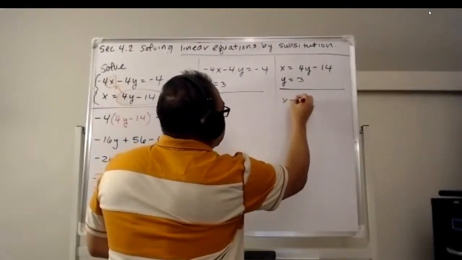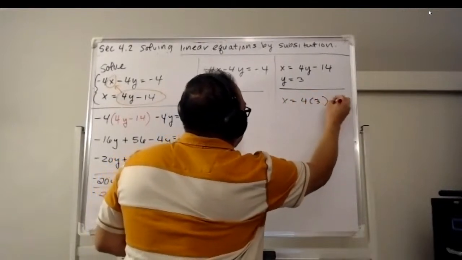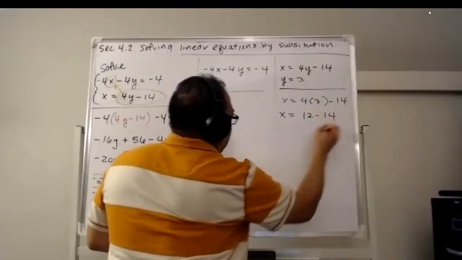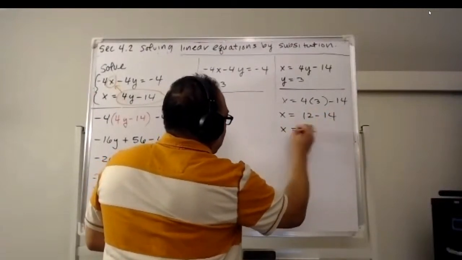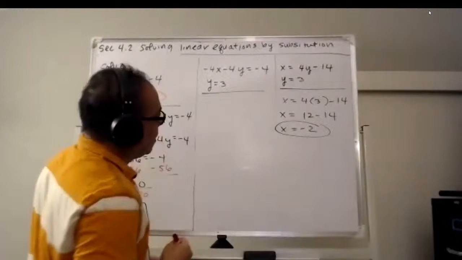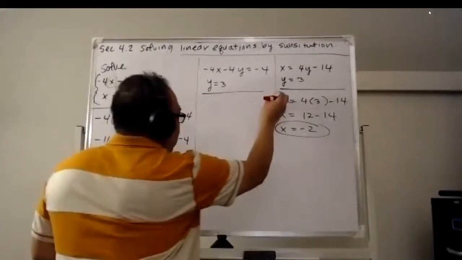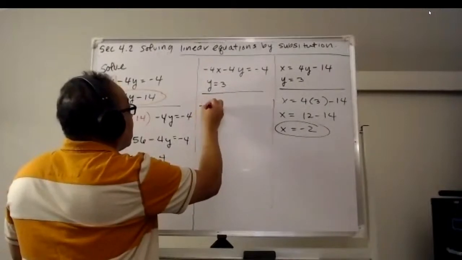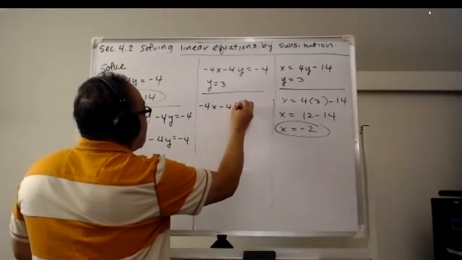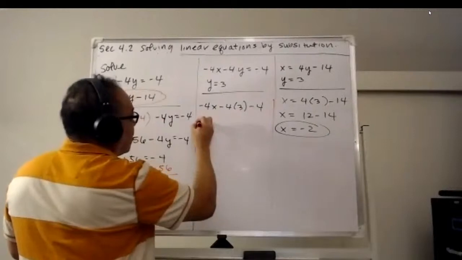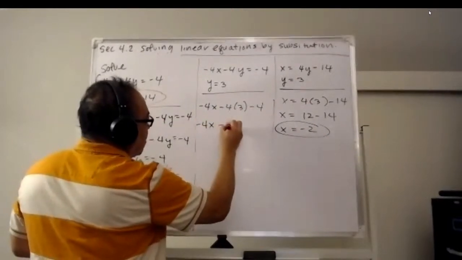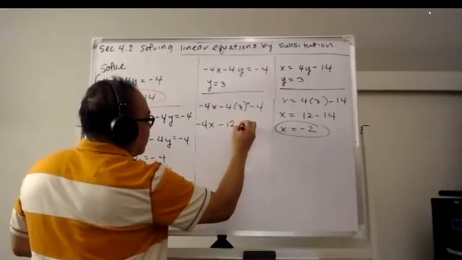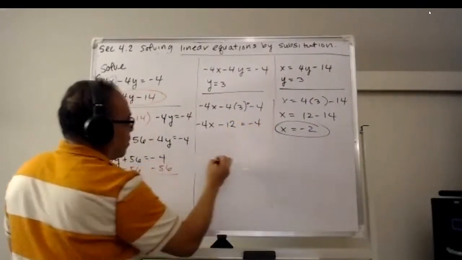So you go x is equal to 4 times 3, x is equal to 12 minus 14. Now, I just want to prove to you that you would have gotten the same answer if you plugged that into here. Equal, minus 12 is equal to minus 4.